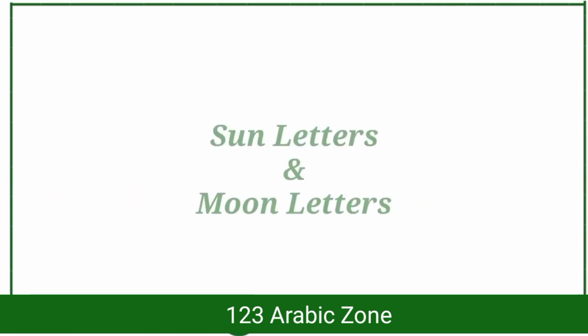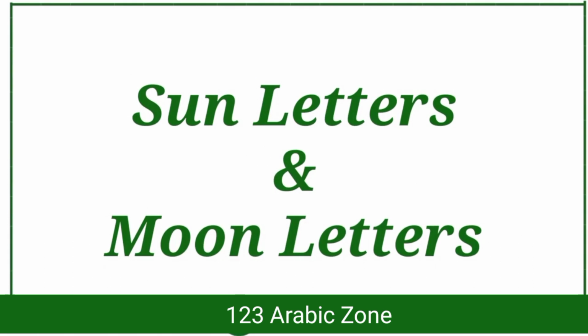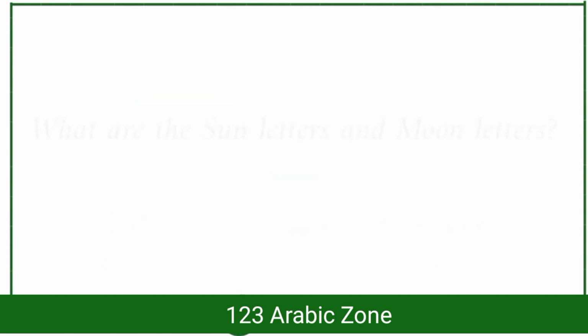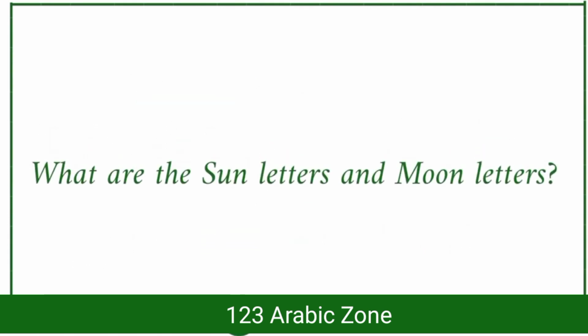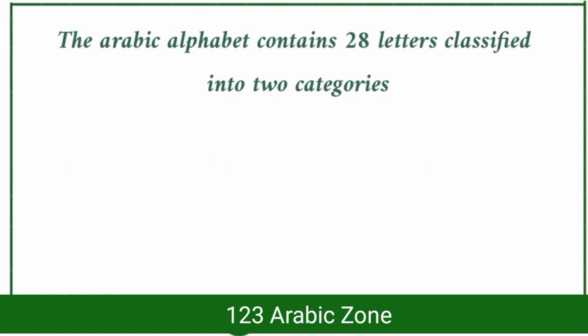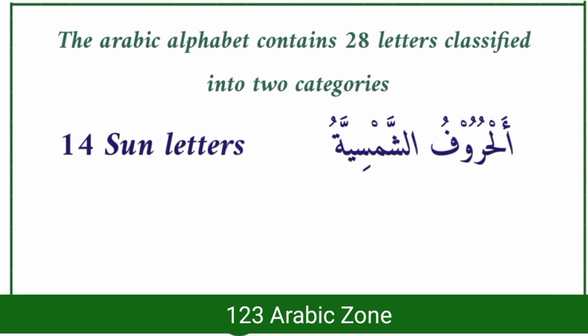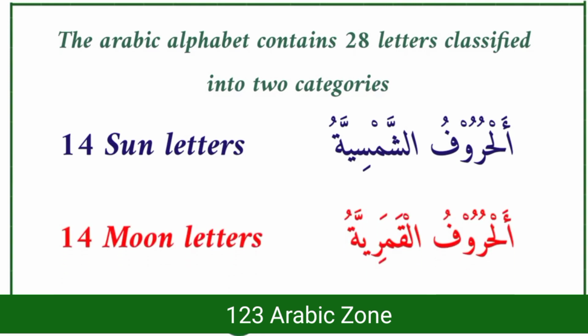Today we will explain sun and moon letters. So what are the sun and moon letters? The Arabic alphabet contains 28 letters classified into two categories. The first one is 14 sun letters, which means al-huruf al-shamsiyyatu. The other one is 14 moon letters, al-huruf al-qamariyyatu.